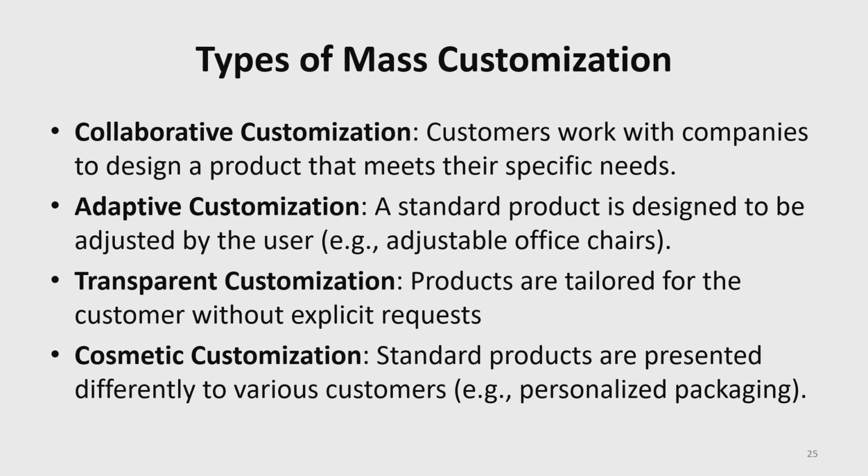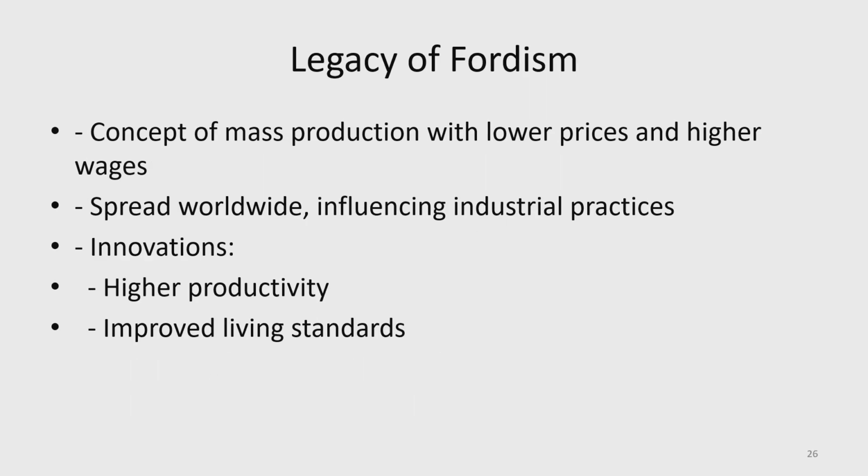Transparent customization: products are tailored for the customer without explicit request, but they are made differently for different customers. And cosmetic customization: standard products are presented differently to various customers. For example, personalized packaging, or maybe just one t-shirt is there, and your name can be written on it. That means everybody's name may be different, so they can print it. This is cosmetic customization.